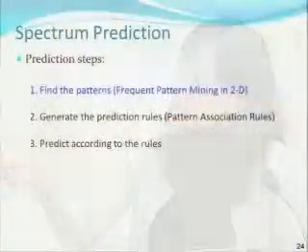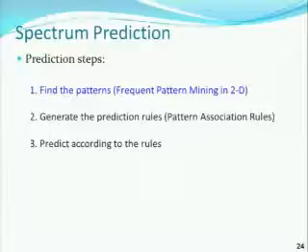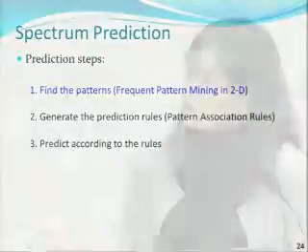So the spectrum prediction will include these steps. The first step is to find all those frequent patterns. Then you generate some prediction rules, which we call pattern association rules.